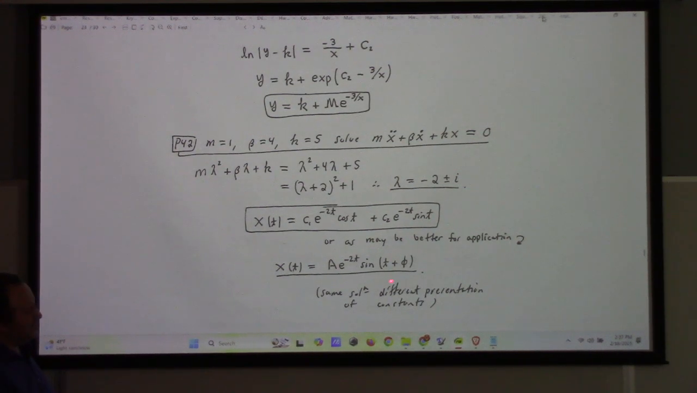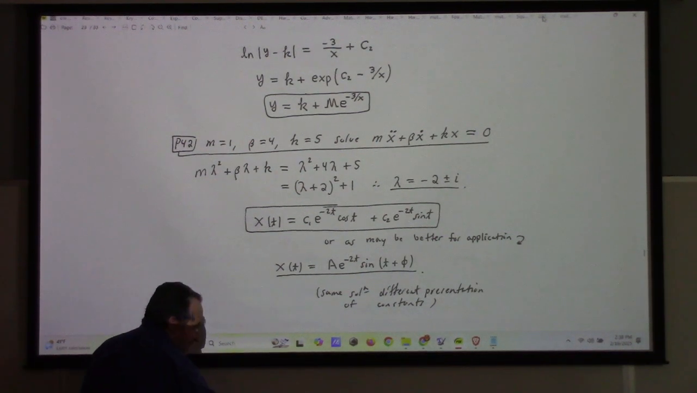Of course, if you wanted to, you could repackage this as a single amplitude times e to the minus 2t times a shifted sine. That's nice if you're graphing it, because it's basically stuck inside this envelope of plus or minus a e to the minus t, right? But anyway.